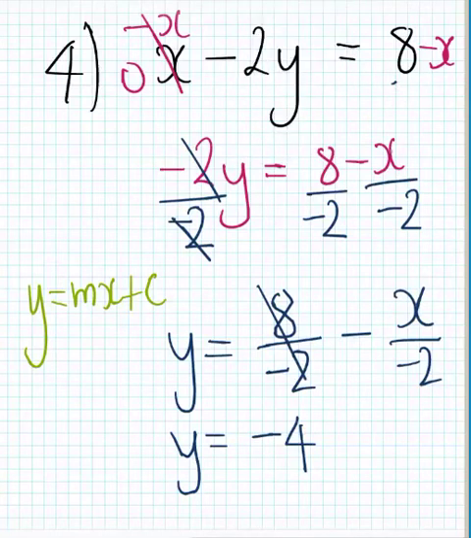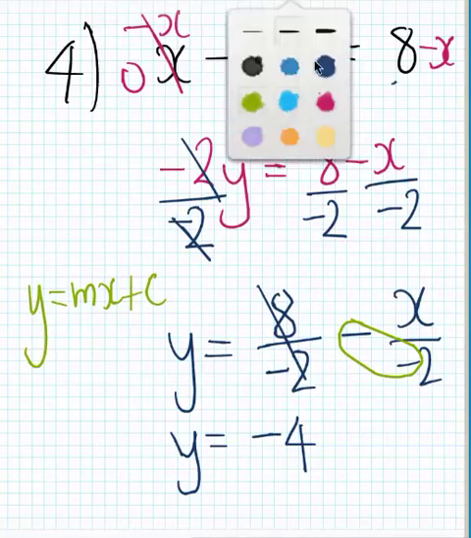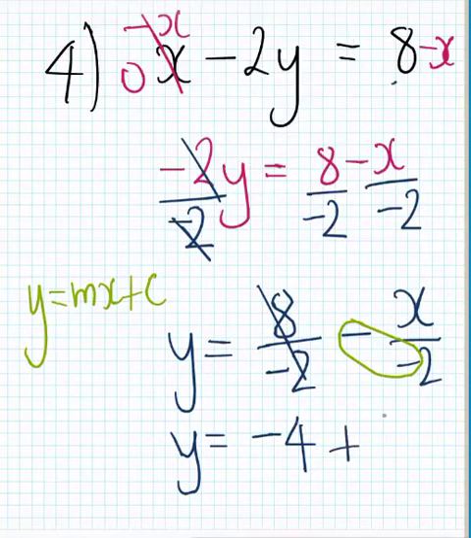Now here, there's no number on top to simplify with the 2. But you have to see that these two negatives are actually sitting together, because that negative on the bottom can just be sitting in the middle. So we end up with a positive x over 2.